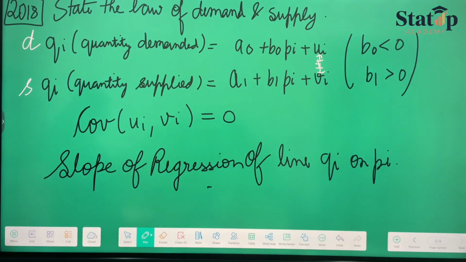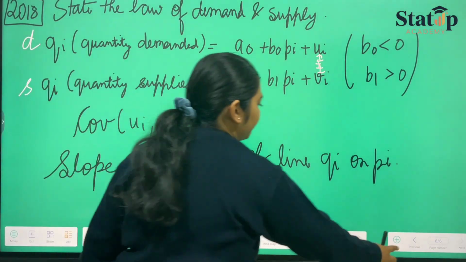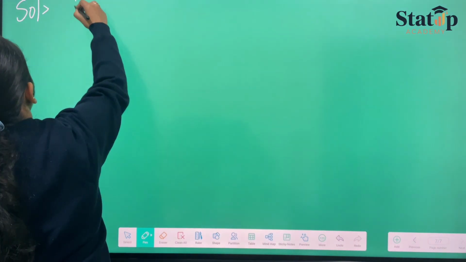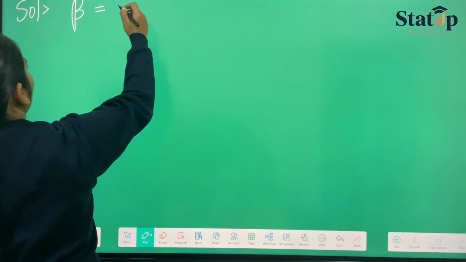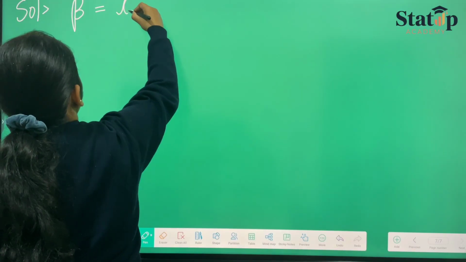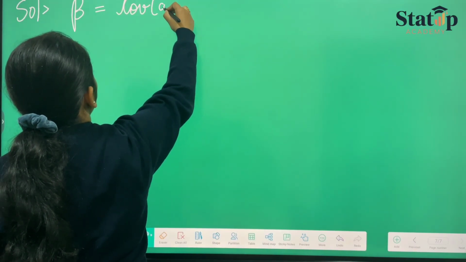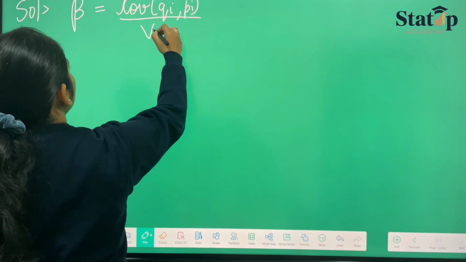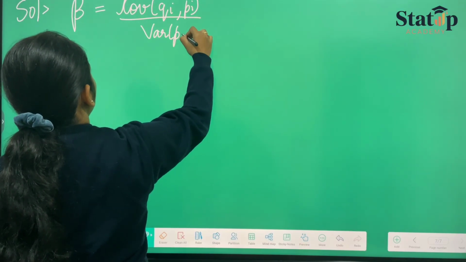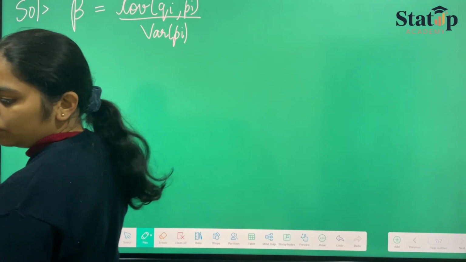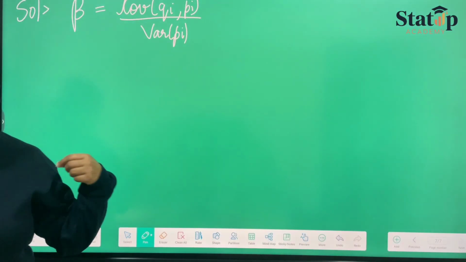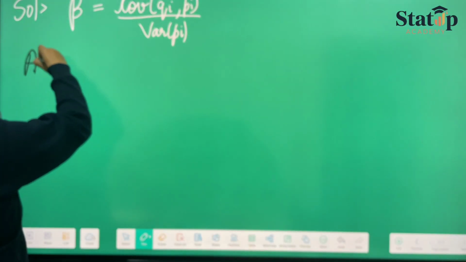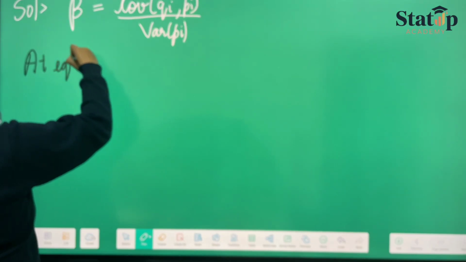We have to find the slope of regression of line Qi on Pi. Now if we take the slope of regression of line as beta, so the formula for the slope of regression of a line is covariance between Qi and Pi upon variance of Pi. This is the formula, as we all know that. Now, first of all, let us take equilibrium.